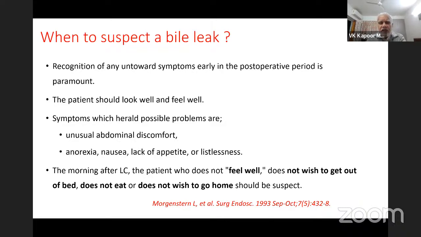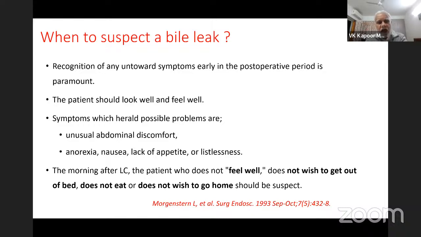Any untoward, unexpected symptom in the post-operative period is an indicator, or at least a suspicion, of bile leak unless proved otherwise. That means if the recovery is not as expected, as I described earlier, one should think that there is something wrong. And something wrong after lap chole is bile leak unless proved otherwise. There could be other complications also. There could be a bleed, a duodenal injury, or a colonic injury, but we must first think of bile leak. And if we investigate for bile leak, we will find the other injuries also.